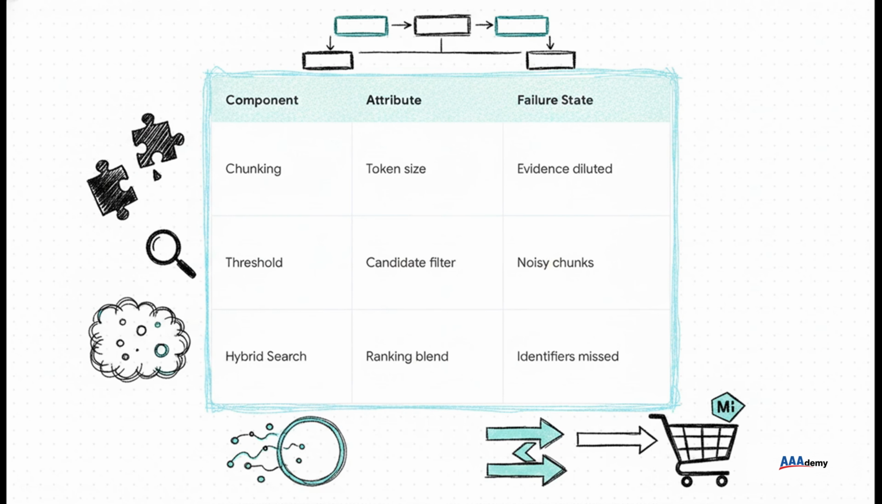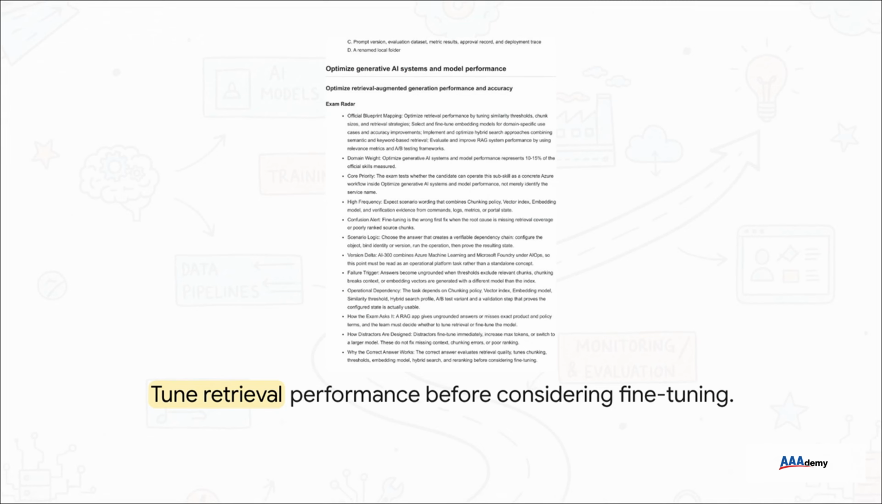To get that vector index dialed in, you need a strict decision matrix. Look, if your answers are missing context, your chunking policy might be splitting up relevant evidence. If you're getting really noisy answers, your similarity threshold is probably just too loose. And if exact product identifiers are just getting completely missed, you likely need to blend semantic and keyword searches by turning on hybrid search. The official blueprint mapping spells this out perfectly.